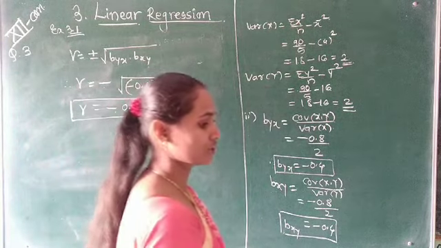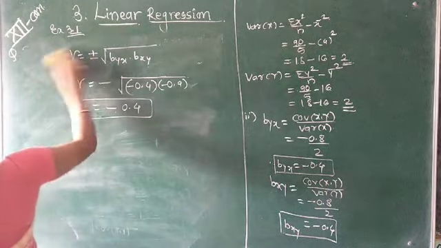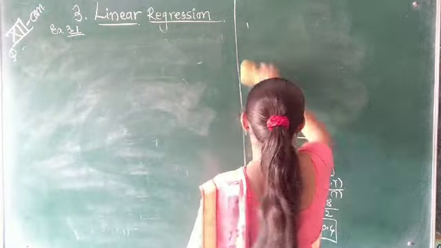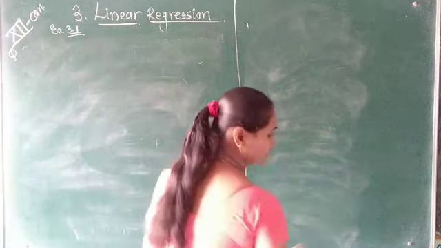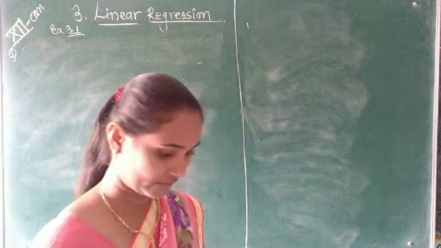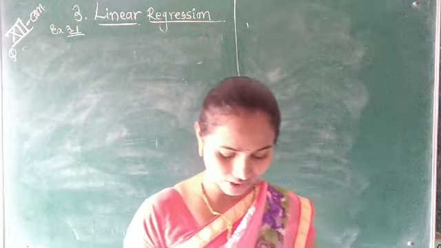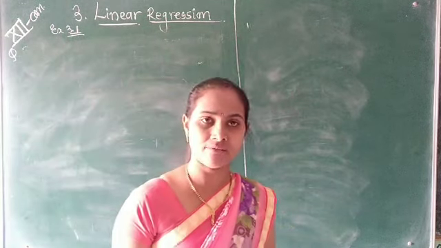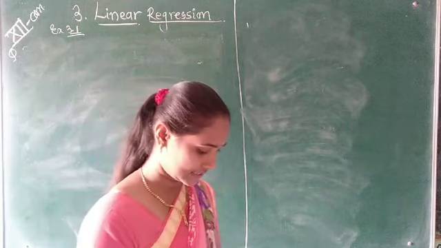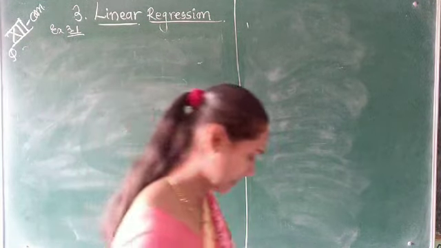Now see our next question, question number 4. From the following data, estimate y when x is equal to 125. That means we have to find the linear regression equation of y on x. Right? First, we have to construct a table for our given data.